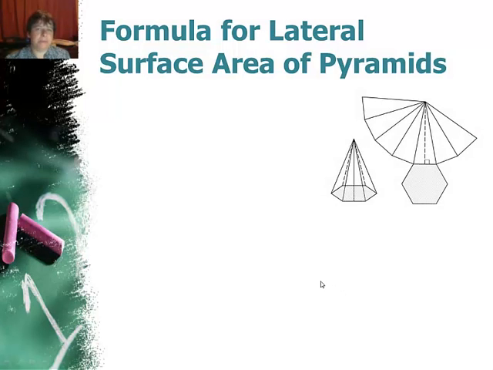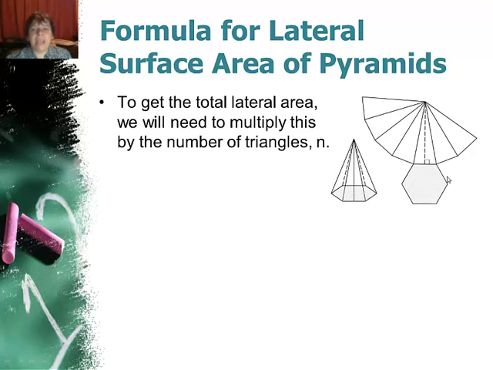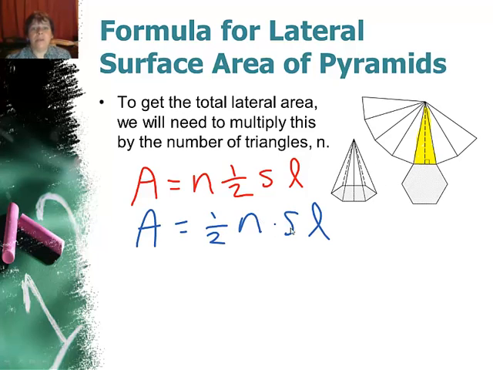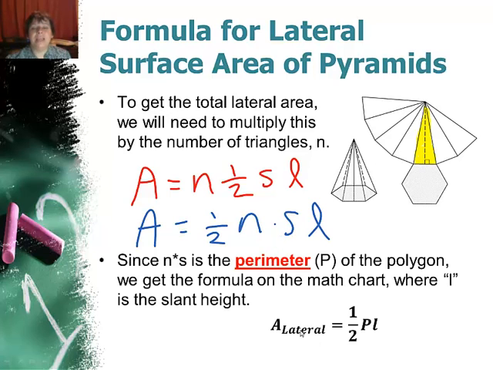So how do we get the formula on your math chart? Well, we have n of these triangles. We're assuming a regular polygon for this example. So if we have n of these, the area is n times 1/2 SL. Remember, the 1/2 SL comes from 1/2 base times height. It just looks different because now we're calling the base S and the height L because it's a slant height. If I rearrange it and put n times S, that's something we've learned, which is the perimeter. And that's where we get our math chart formula. I can replace n times S with P for perimeter, and that is your lateral surface area.